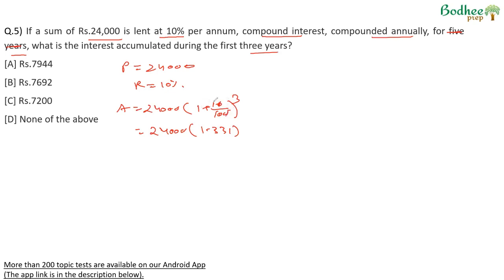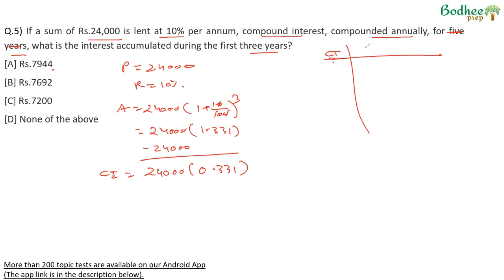1.1 cube is 1.331, and therefore the compound interest will be amount minus principal, which will give us the compound interest as 24,000 into 0.331. Multiplying, we'll get the answer. Most likely answer will have a 4 in the end, because 4 ones are 4. But what I'm doing is I'm doing it stepwise. 24,000 is the principal.